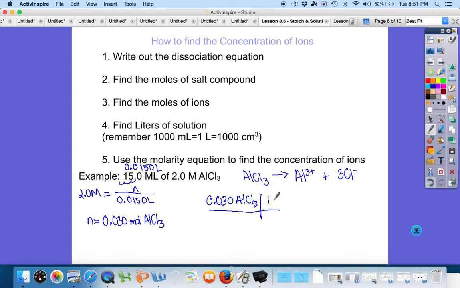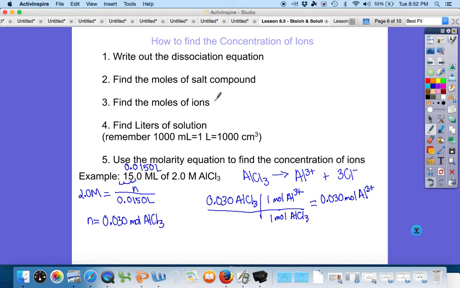So we have 1 mole of our aluminum ion to every 1 mole of our compound. So our aluminum ions, we have 0.030 moles of our aluminum ions.